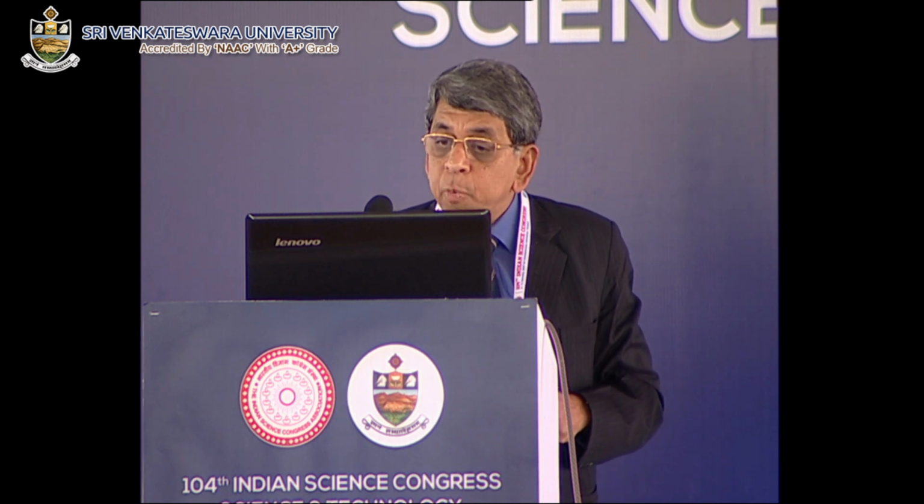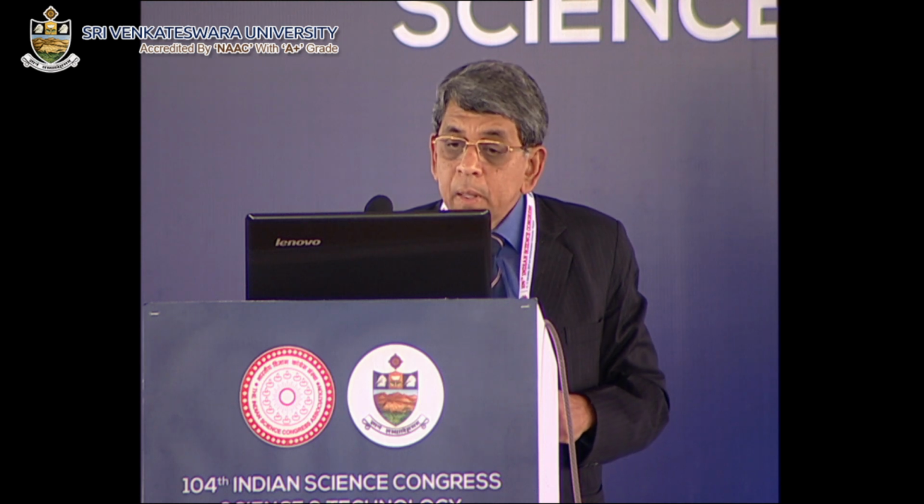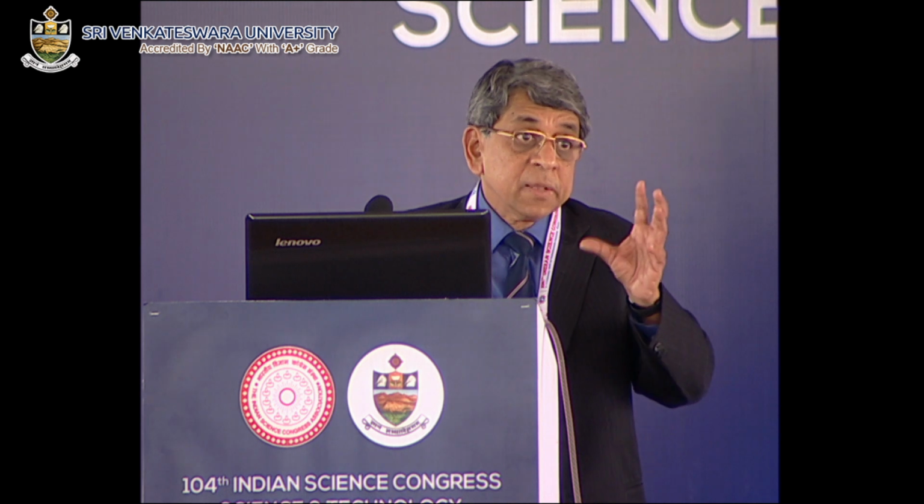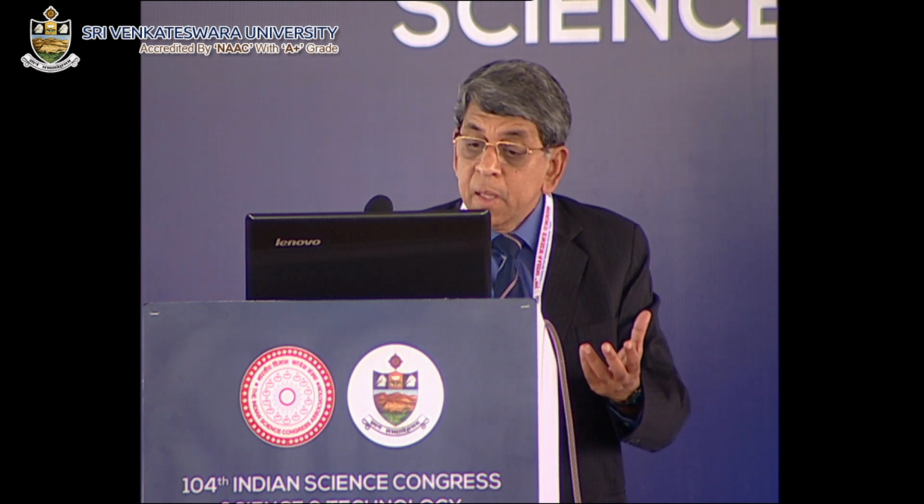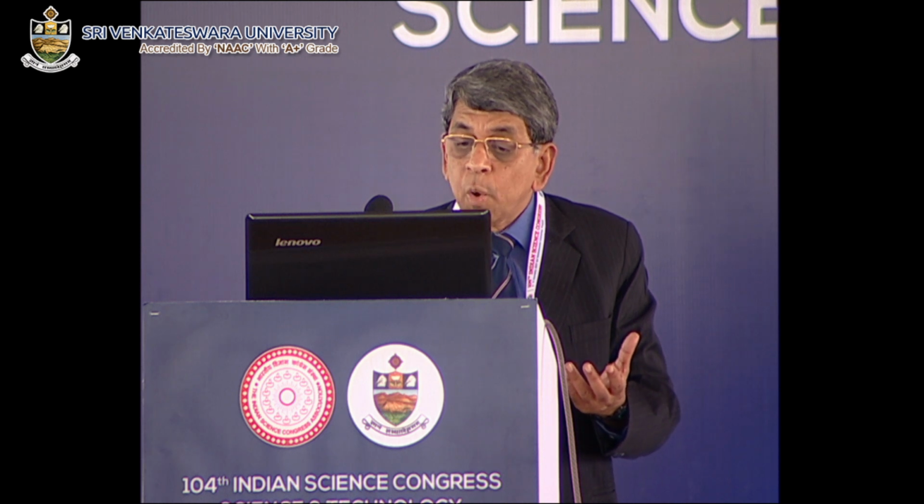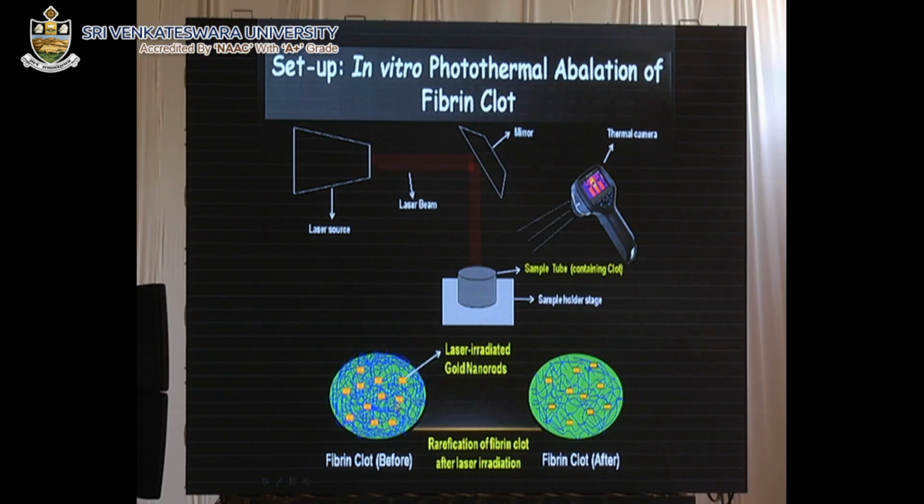We take our sample here in the sample tube and we prepare a clot from fibrinogen in vitro. It is an in vitro experiment. We prepare the clot and we put in gold nanorods. These small yellow pieces are gold nanorods. We directed the NIR laser to this and we measured the heat with a thermal camera around it. You see that there is a rarefaction. These different strands get separated. You see the difference.